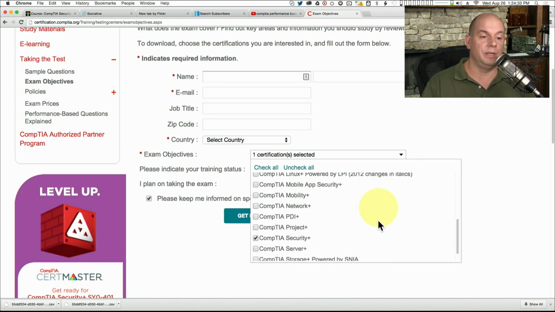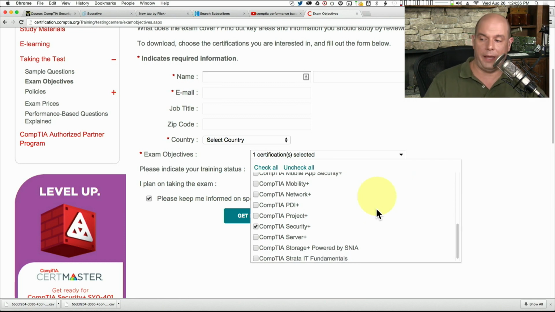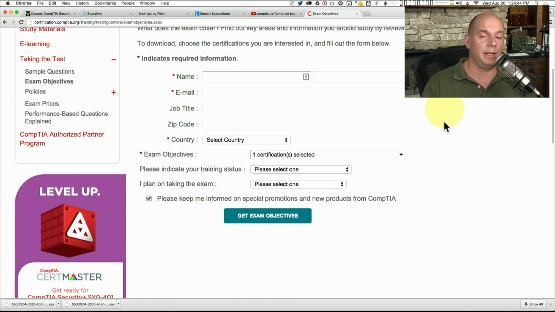There are also ways to do this inside of Google without having to go through this page. You can always contact me later if you'd like to know how to do that. If you're really good at Googling, if you know some special Google terms, you can find some of these things very, very quickly. Download this list of exam objectives. It's going to give you everything.